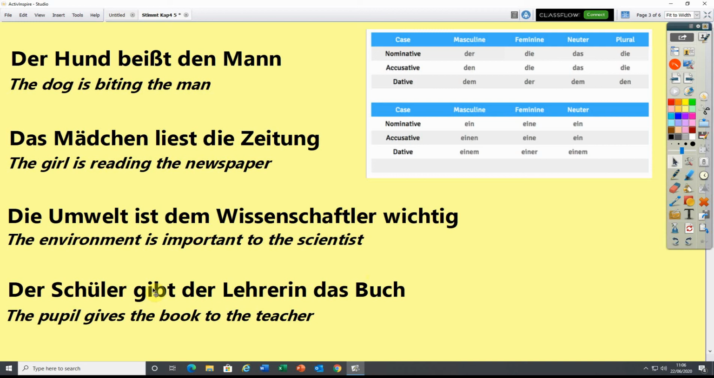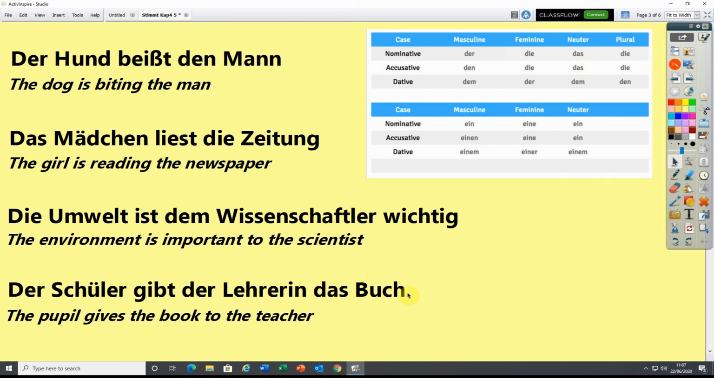So first of all, what is the subject of this verb to give? Who's doing the giving? It's the pupil, der Schüler. It's a male pupil here. Therefore, it's the masculine nominative, der Schüler. He's the person doing the giving. Now, what is he giving? The direct object. What is the item he's giving? It's over here. It's the book, das Buch. It's a neuter noun. It's accusative, das Buch.